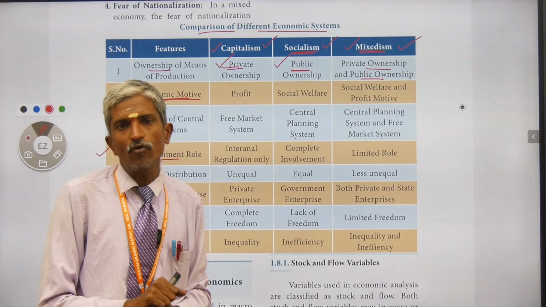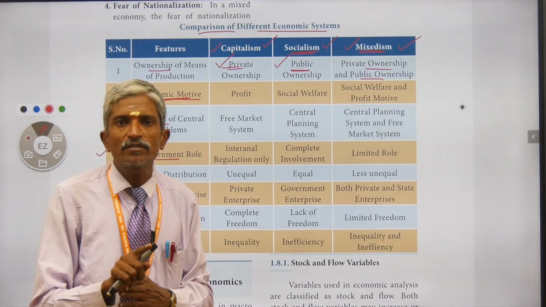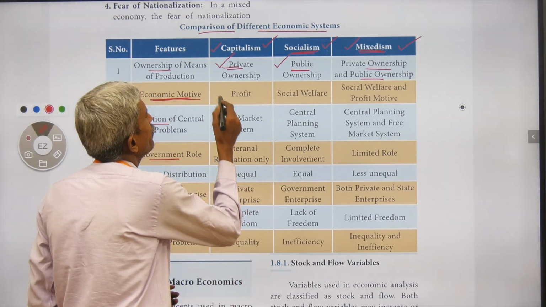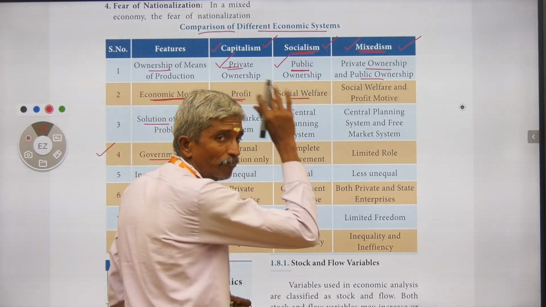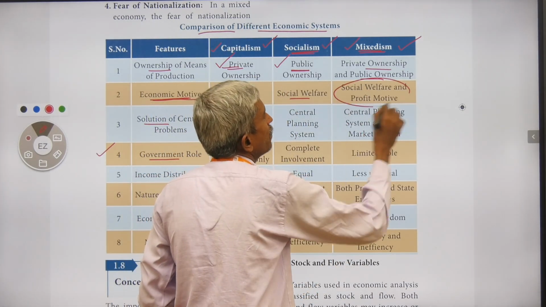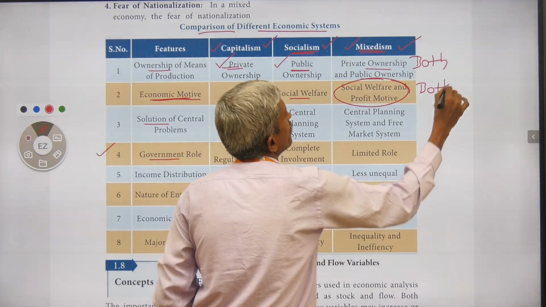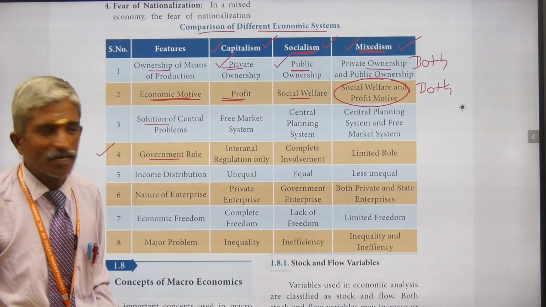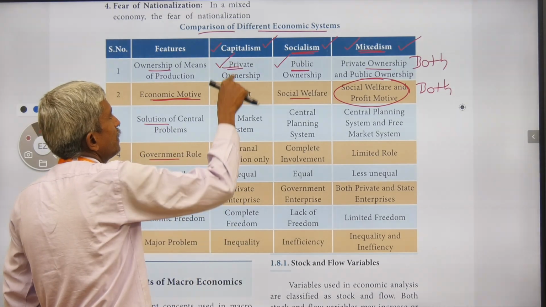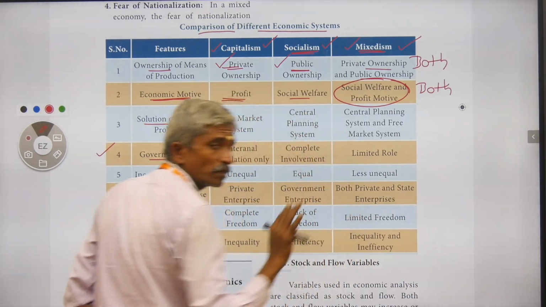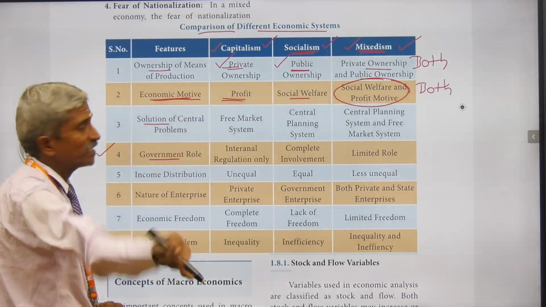Number 2, economic motive. What is the primary motive here? For example, we are playing a game for satisfaction. That is the motive. Here the motive is profit. Here it is completely welfare. Here both. That's what India is, a welfare-depending country. Clear? Under capitalism it is profit, under socialism it is welfare, under mixedism both profit as well as welfare.